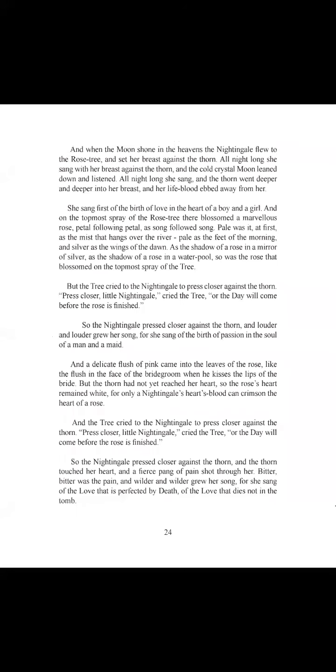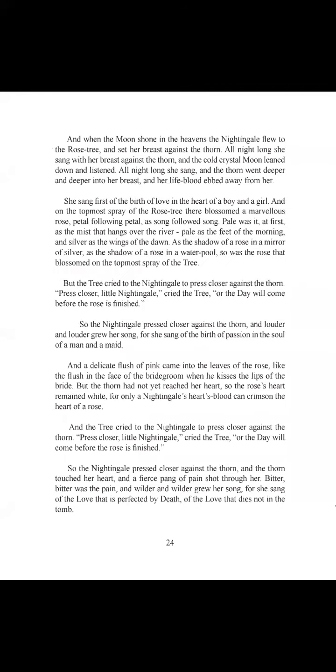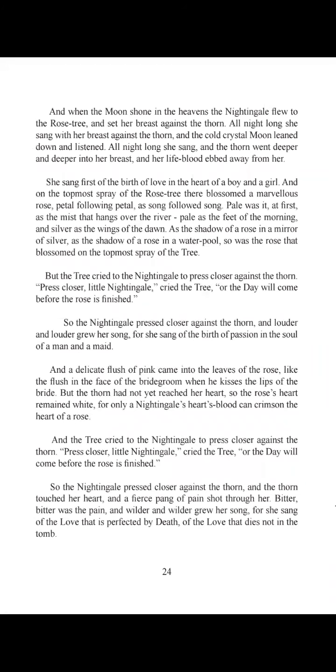And when the moon shone in the heavens, the nightingale flew to the rose tree and set her breast against the thorn. Now the moon has come out. That means now it's time to build up the red rose. So the boy is sleeping now. The nightingale is going to make an effort to build the red rose. All night long, she sang with her breast against the thorn. So when the night comes, the nightingale pierced her breast on the thorn of the rose plant. And the cold crystal moon leaned down and listened.